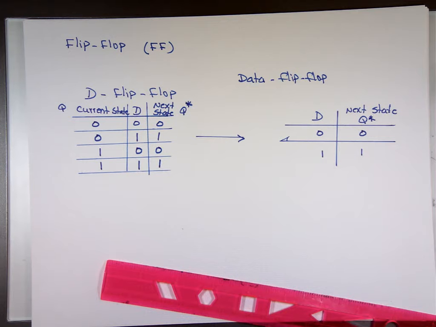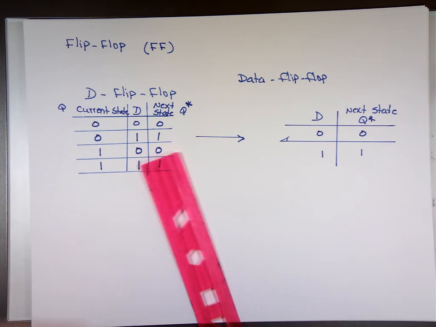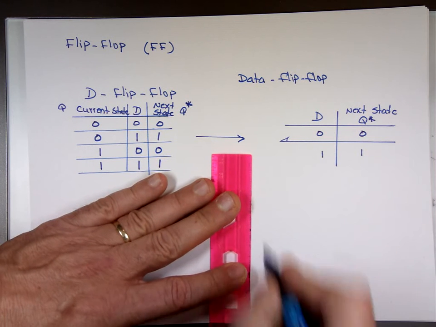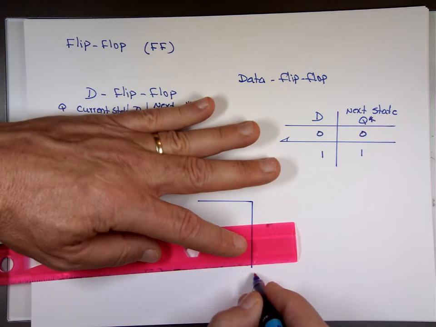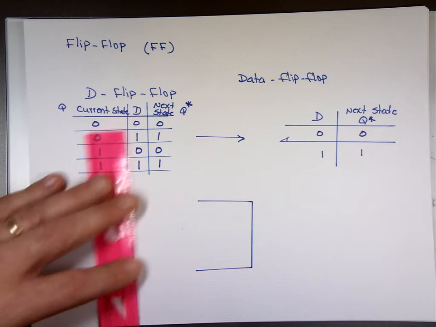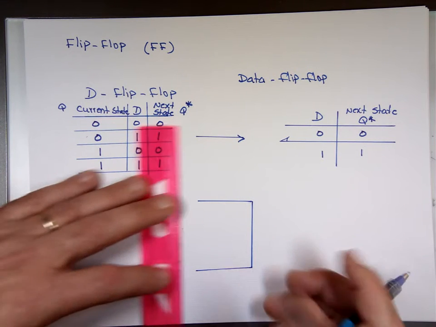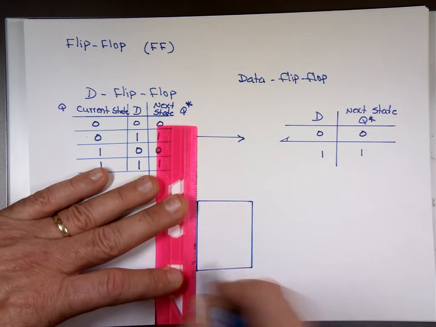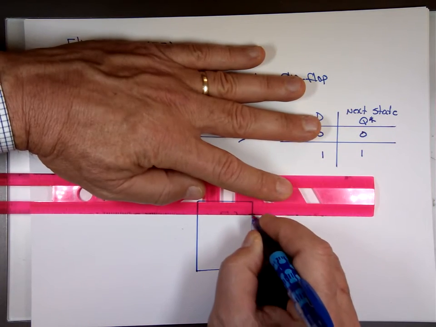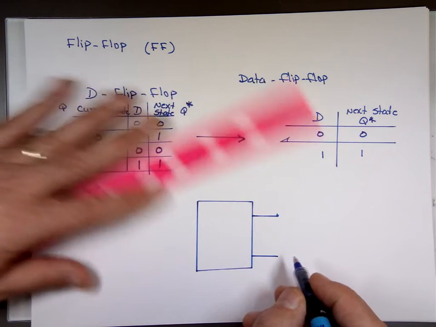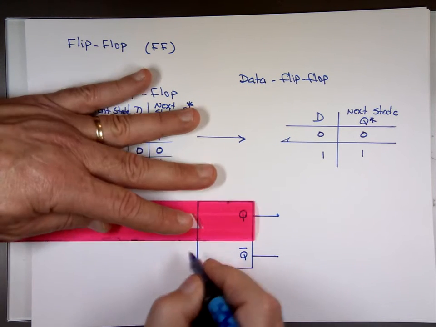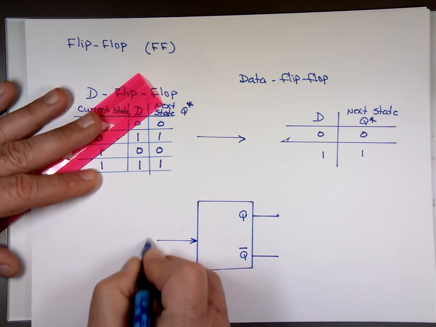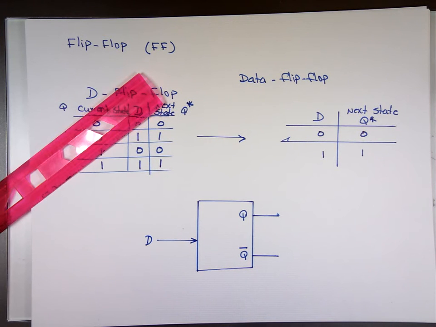So that's one flip-flop, one input, two outputs. Every flip-flop has two outputs, by the way. One is Q, the other one Q complement. And some of these flip-flops, actually, we have a clock on them. Nothing happens till the clock comes in. So this is Q. This is Q naught. You have one input, and that's D.